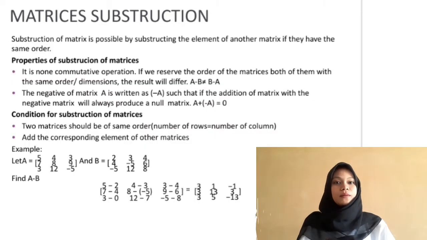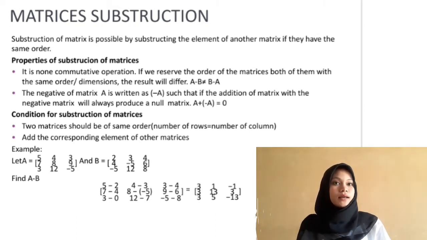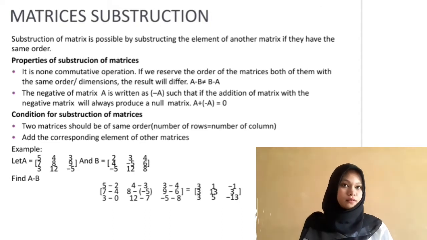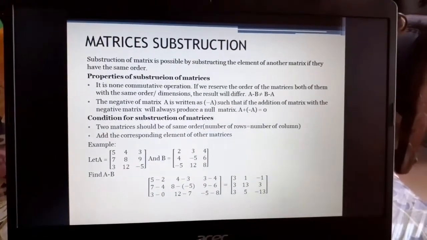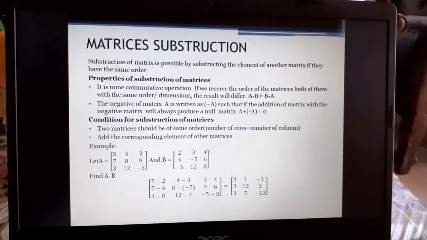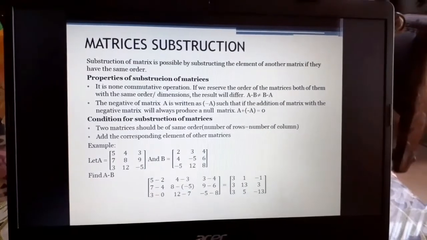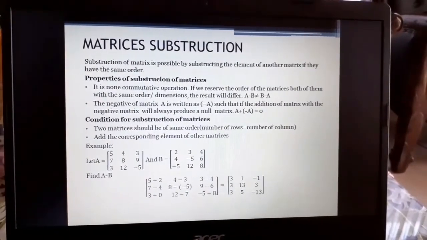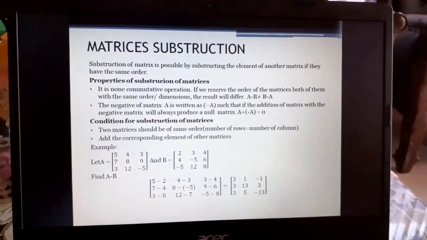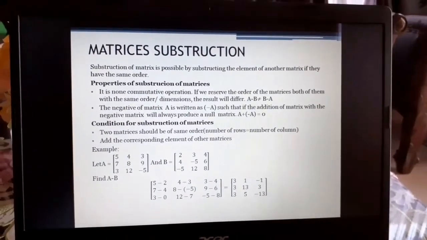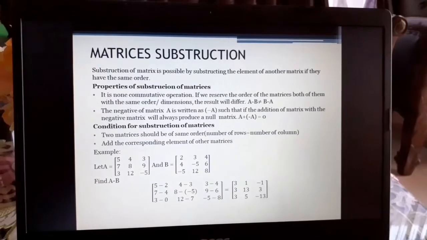Okay, matrix subtraction. Subtraction of matrices is possible by subtracting the elements of another matrix if they have the same order. Properties of subtraction of matrix. It's a non-commutative operation. If we reverse the order of the matrices, both of them with the same order or dimension, the result will differ. A minus B is not equal to B minus A.